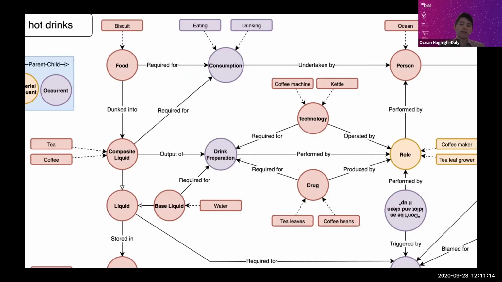The second one is, imagine you're an alien coming to this planet for the first time. You don't know what coffee is. You don't know how to make it, definitely. And you want to understand how it all works. So what you do is you get a diagram like this, and you can see that the role of coffee maker is performed by a person, and that person operates a bit of technology, an example of which is a coffee machine, in order to prepare your drink and get a final output of your composite liquid, which is your coffee or your tea or your hot chocolate.